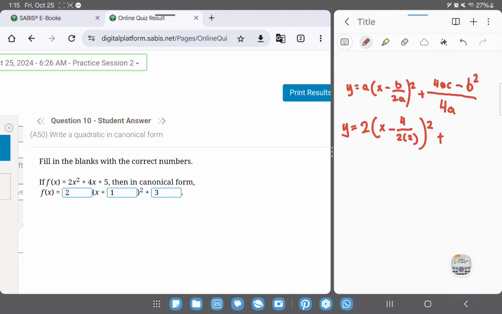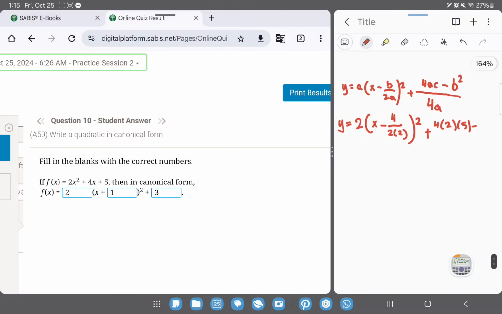Plus 4 into a, which is 2, c, which is 5, minus b squared. What's b? Minus 4 squared over 4a, 4 times 2. This one was pretty easy to do by myself, but I still recommend doing it on your calculators.